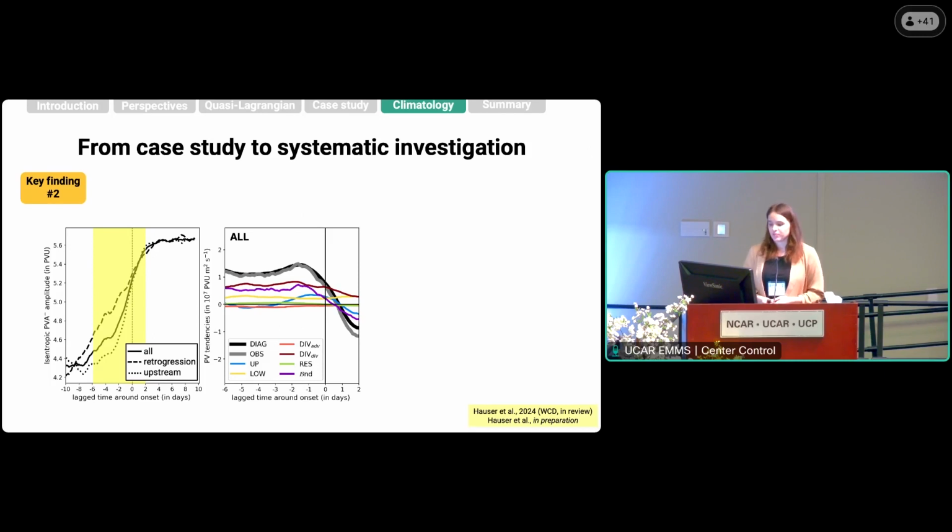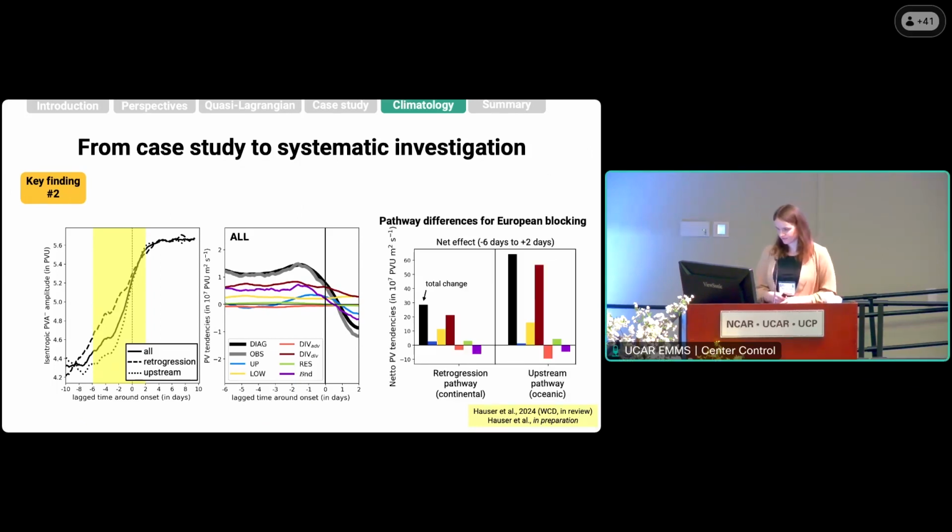And if we look here at the different processes, I wanted to highlight this dark red line pointing to the divergent outflow term being the main contribution to this amplification. However, and here we focus on European blocking to make it more comparable later, we can also see how the dynamics differ when we look at the different pathways. So you can see here the net effect of the different processes and the total amplitude change for the -6 days to +days around blocking onset.